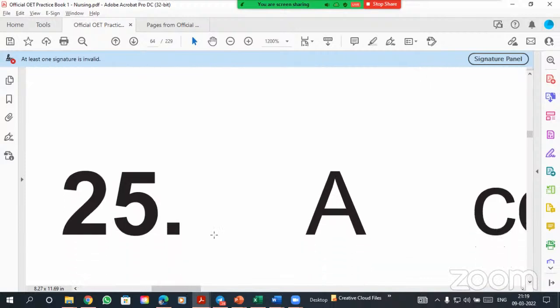Is A. 25 is A. That's it. So now let us think about this one, how it is correct and why it is wrong. Okay, now let us go there.